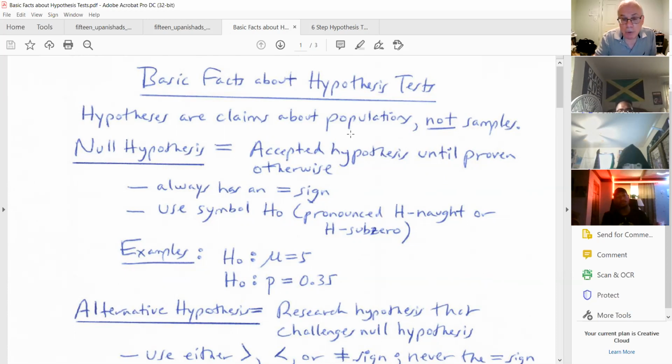Now, when you do a hypothesis test, once again, there are two hypotheses. One is called the null hypothesis. Again, this is a review from last time.